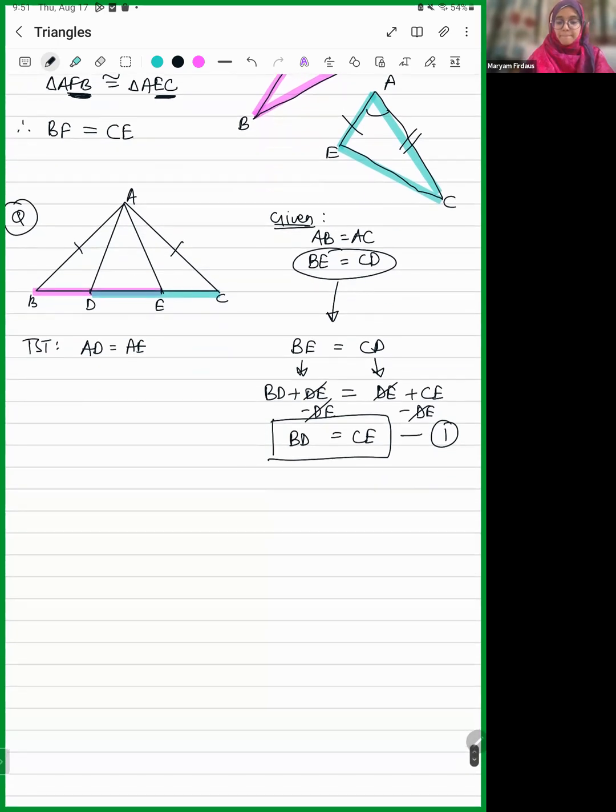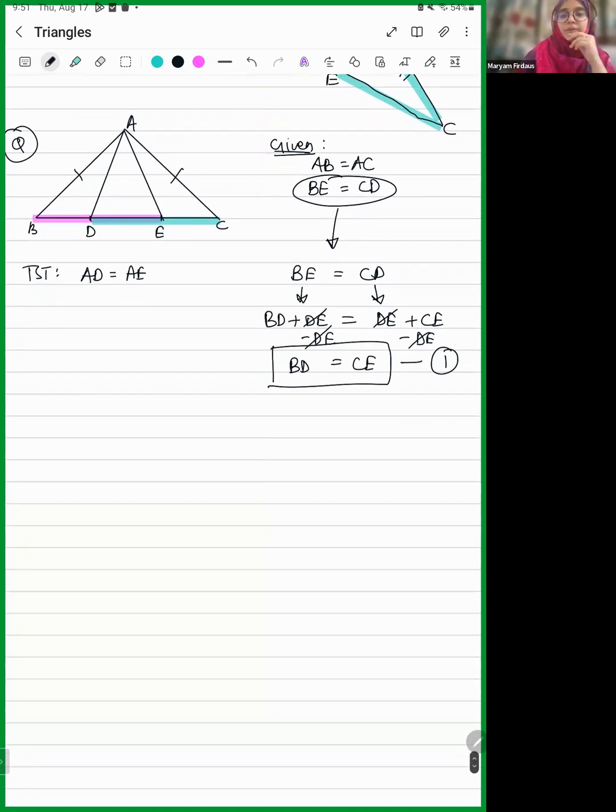Okay. Any ideas how to go about it? Ma'am, congruency. Triangle ABD is congruent to ACE. We have to show that AD is equal to AE, right? So we have to take two triangles in which we have enough information. We can take triangle ABD and the other one, triangle ACE.